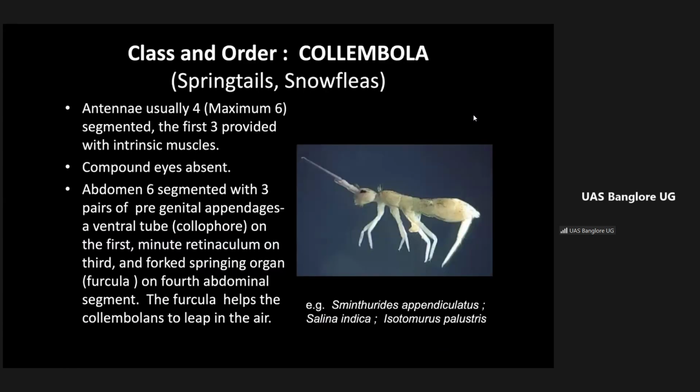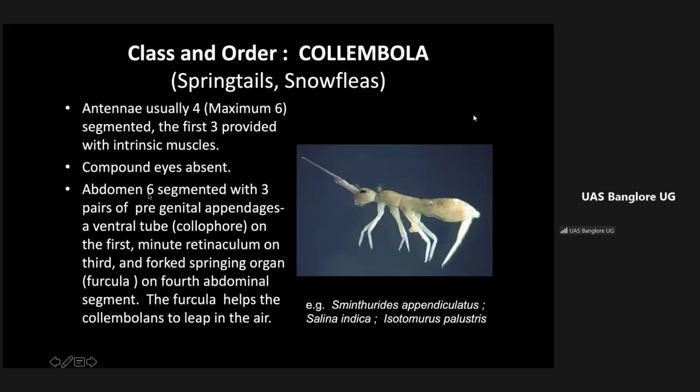So coming to the last one, the third non-insect order, that is the Collembola. So what is Collembola? You know, right? Collembolans are called springtails or snow fleas because they jump. Antennae are usually 3 or 4 segmented, usually 4 segmented. Compound eyes are absent. The abdomen has 6 segments. In Protura the abdomen is 11 segmented, in Diplura it is 10 segmented, and in Collembola the abdomen is 6 segmented.